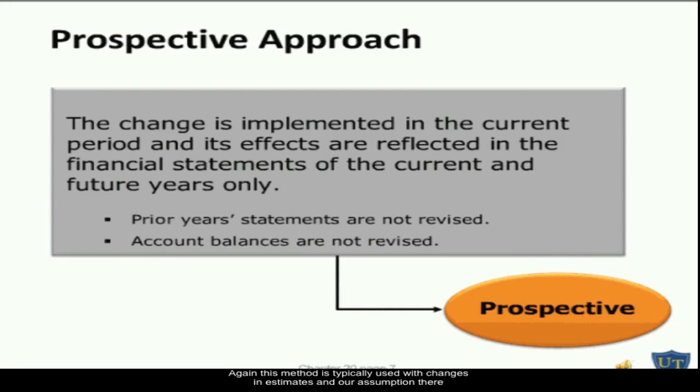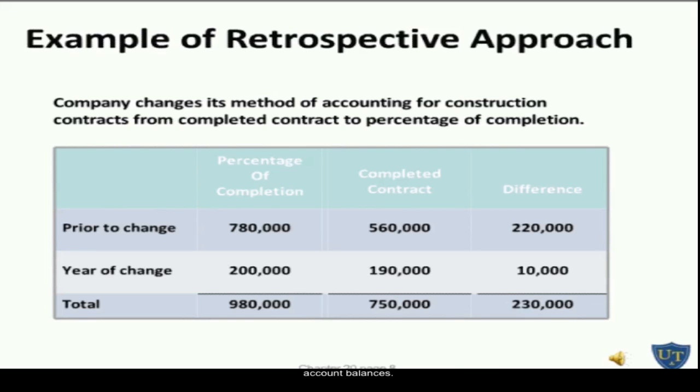Again, this method is typically used with changes in estimates, and our assumption there is that management used the best information available originally and something has changed. So to reflect the fact that something has changed, we'll record a different amount of, let's say, depreciation in the current period than we otherwise would have, but things were recorded appropriately in the past, so there's no reason to go back and change account balances.